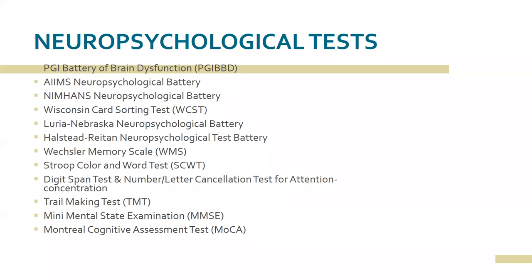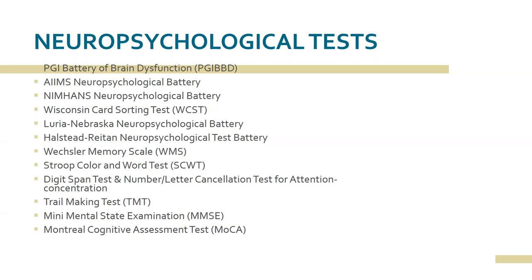Then, this is not required for you, just for your reference I have given, there are different types of neuropsychological tests we generally do. That is PGI battery of brain dysfunction, AIIMS neuropsychological battery, Nimhans neuropsychological battery, Wisconsin card sorting test, Luria Nebraska neuropsychological battery, Halstead Reitan neuropsychological battery, Wechsler memory scale, Stroop color and word test, and the digit span test or number letter cancellation test for attention and concentration, trail making test, MMSE, and Montreal Cognitive Assessment or MoCA. Now MMSE and MoCA are just screening tests.